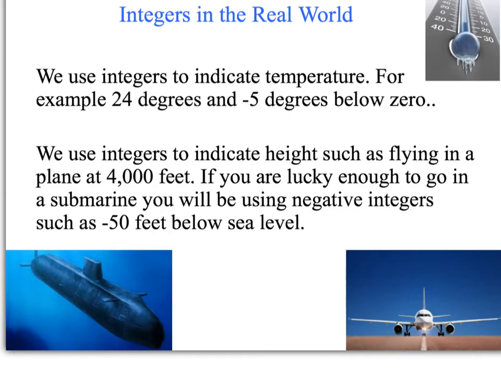We also use integers to indicate height. So if you're in a plane, you might be flying at 4,000 feet, which is a positive integer. But if you're going under sea level, you might be going below zero, so you're going negative. So for example, if you're in a submarine, you might be negative 50 feet, which means 50 feet below sea level. So there's heaps of other ways we're using integers, you know, when we're talking about money as well. So we could be in the negative balance in our bank account. Hopefully most of us are all in the positives.